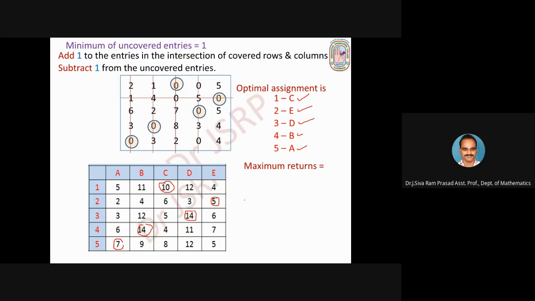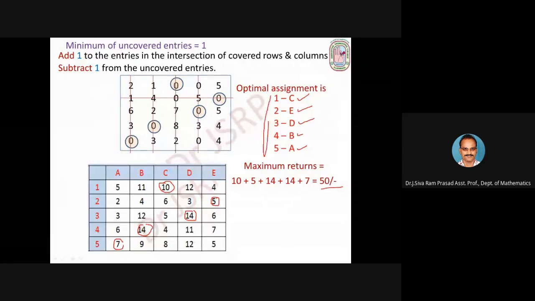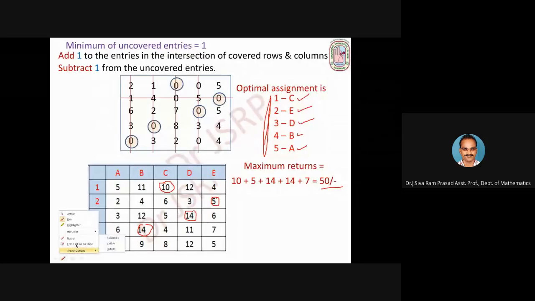So the maximum return is the sum of all these 5 entries: 10 plus 5 plus 14 plus 14 plus 7. This is 50 rupees. So the maximum return is 50 rupees. This is the way to solve the maximal assignment problem.